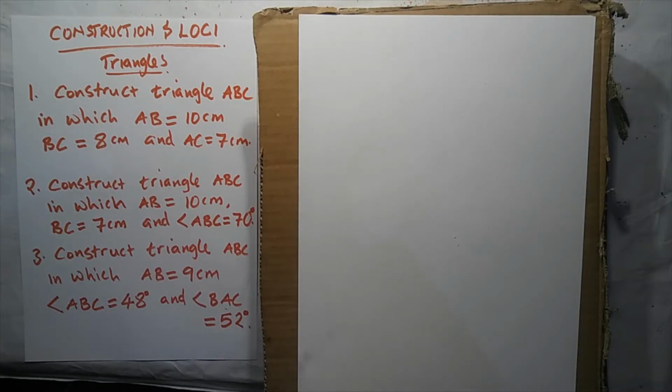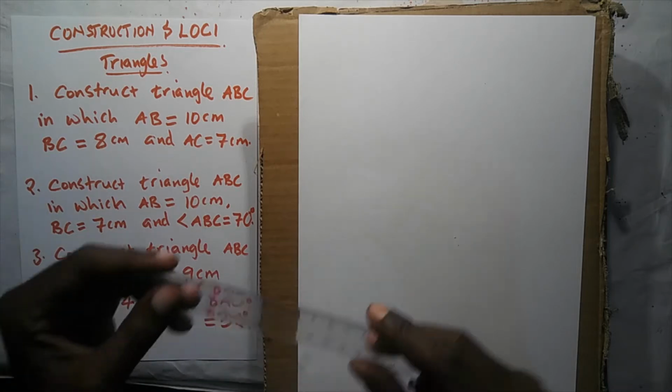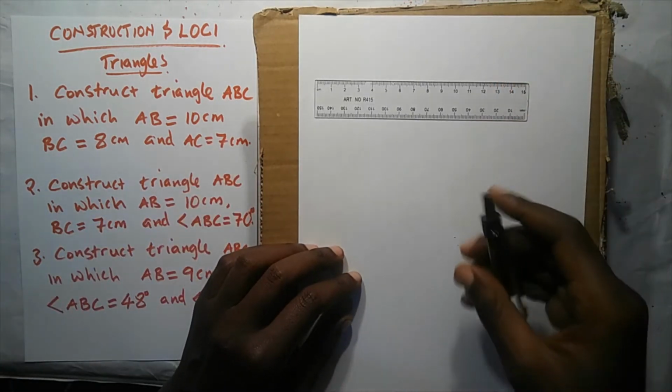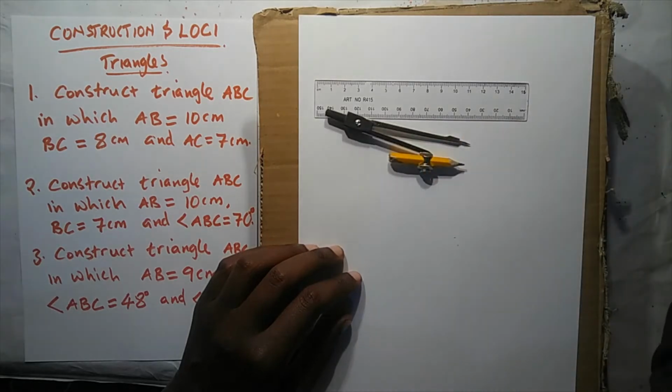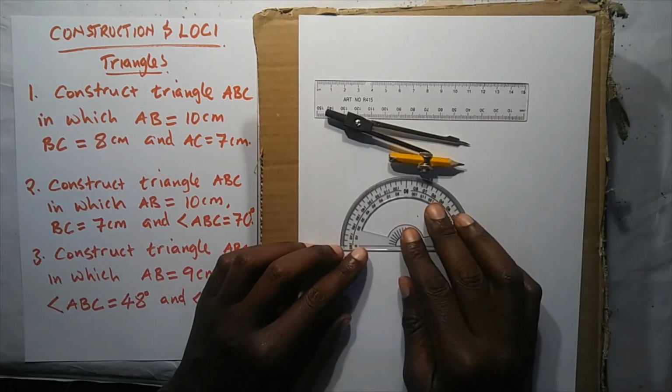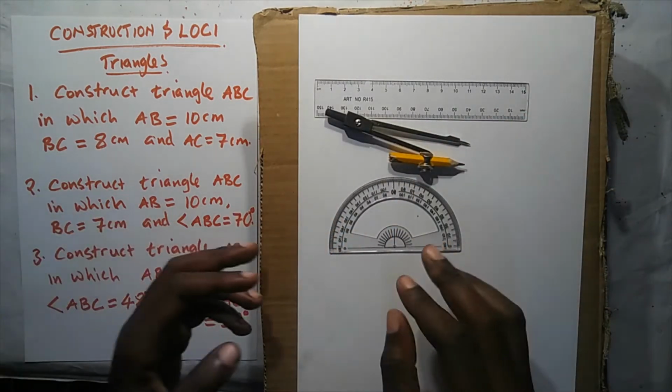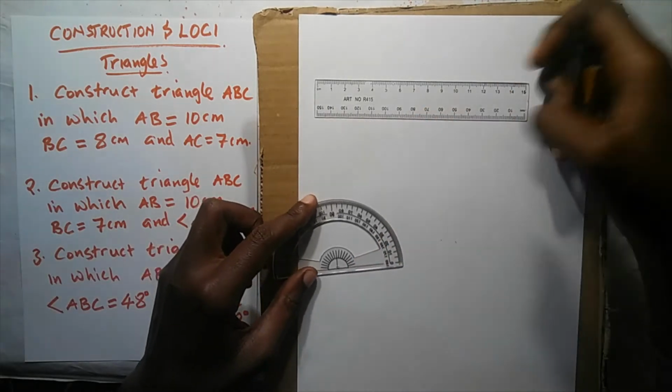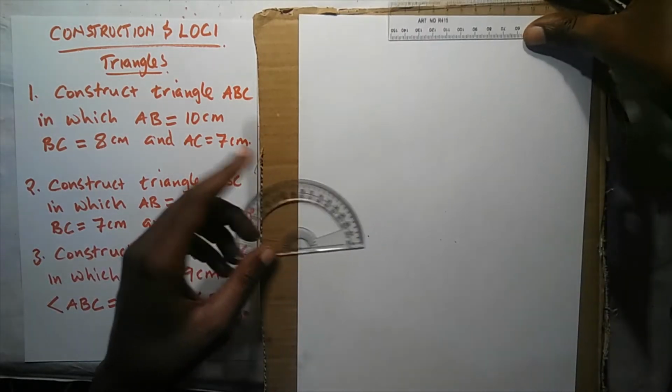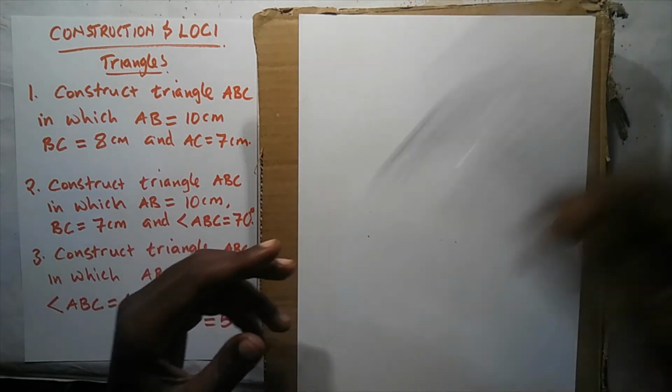Hello friends, in this lesson we are going to look at construction and loci, and the instruments that you need when constructing. You need a ruler or a rule, you need a compass, you need a protractor, and any other instrument that can work for construction, like a divider, and those are the basic instruments that you may need.